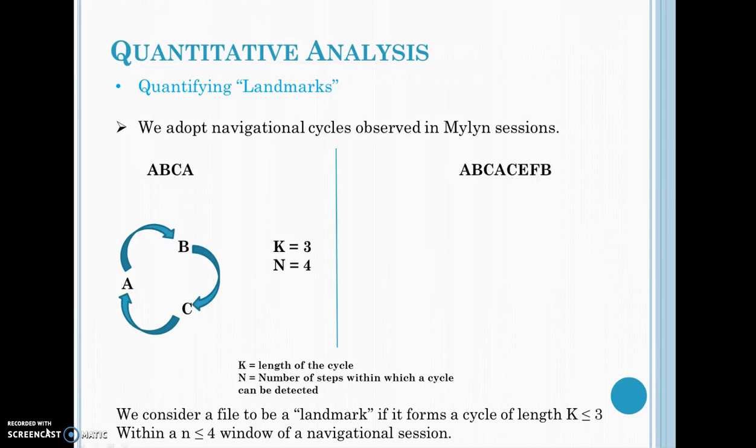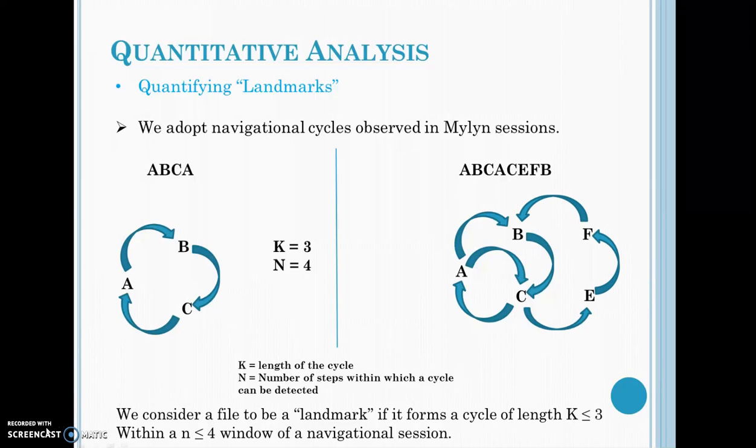Another scenario. Let's take A, B, C, A, C, E, F, B for example. Although A, B and C form cycles, only A is registered as a landmark.